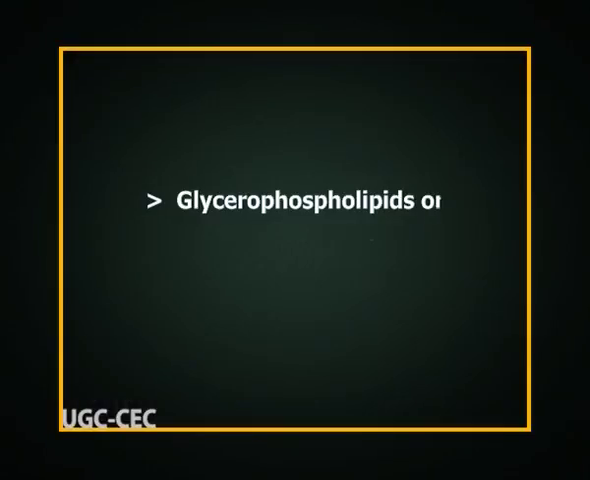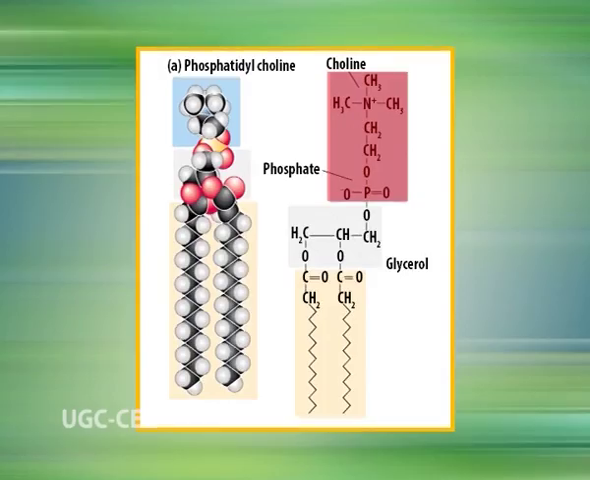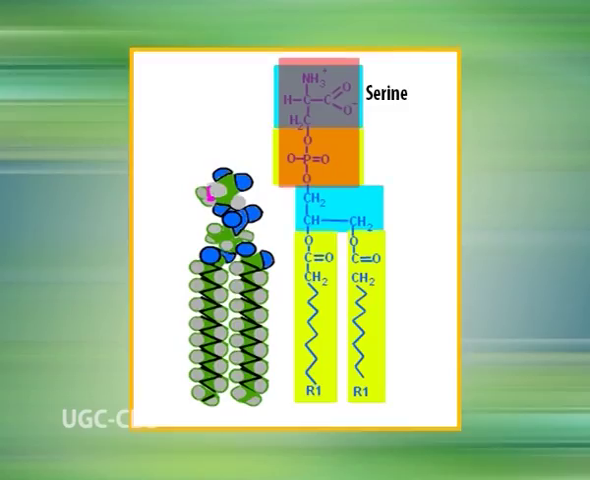Phospholipids derived from glycerol are called glycerophospholipids or phosphoglycerides and contain glycerol, fatty acids, phosphate, and an alcohol, for example, choline. Phosphoglyceride molecules are classified according to the type of alcohol linked to the phosphate group. For example, if the alcohol is choline, the molecule is called phosphatidylcholine or lecithin, and if it is serine, then it is called phosphatidylserine.